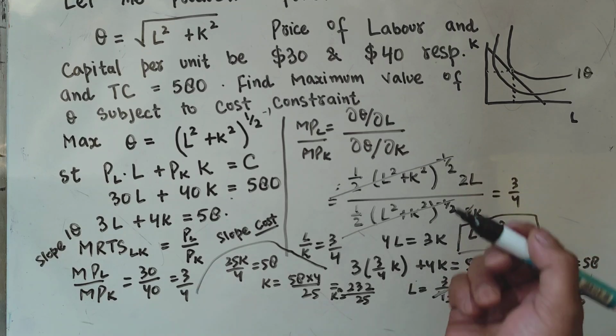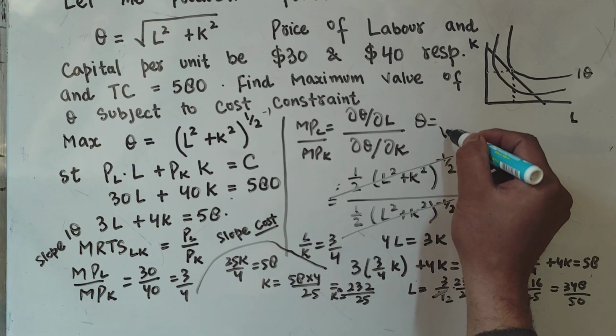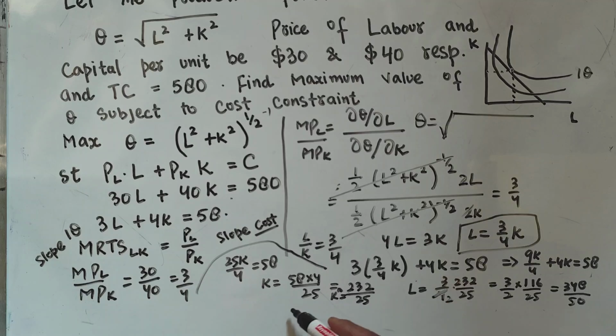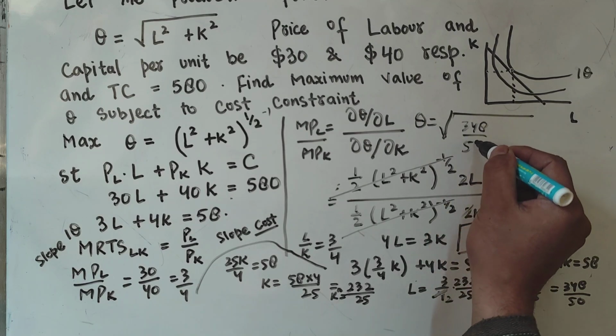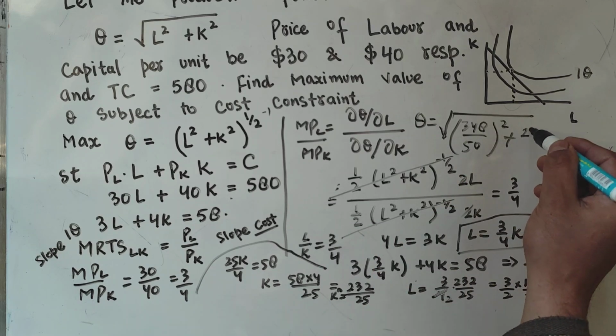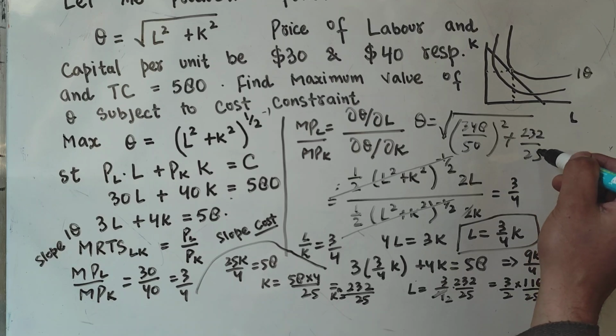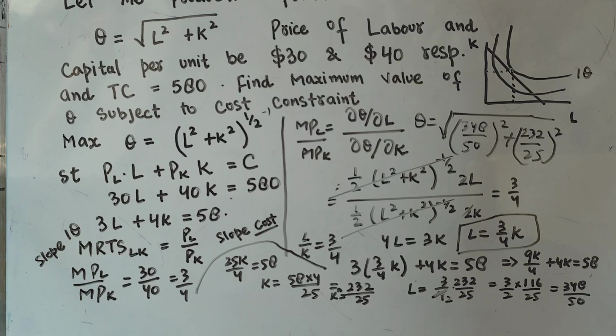That means now the maximum output will be equal to, plugging in the values of L and K here, L is 348 upon 50 squared, plus capital is equal to 232 divided by 25 squared, all to the power 1 upon 2. So this will be the total maximum output produced given the cost constraint.